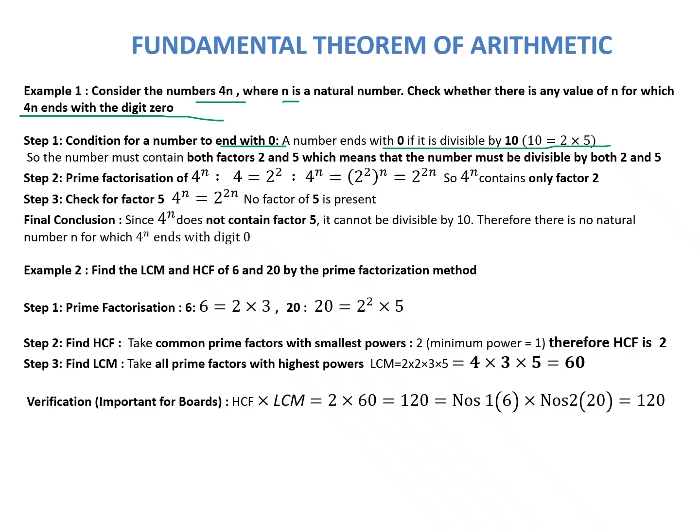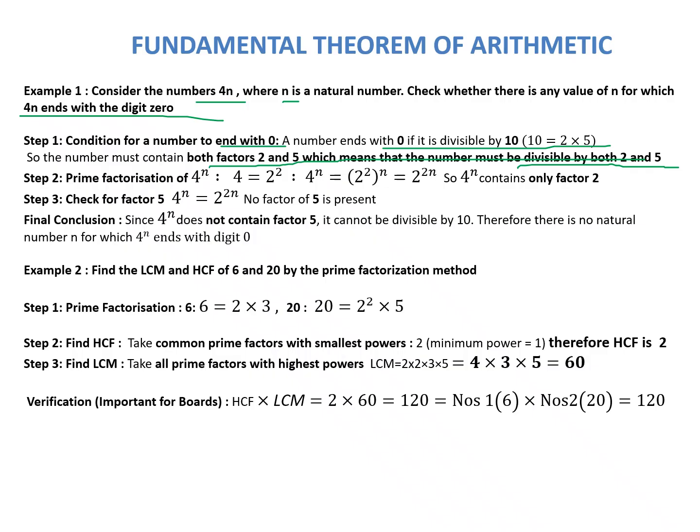This is the first condition that we have to check. Our question is whether there is any value of n for which 4^n ends with the digit 0. If it does, the number needs to be divisible by both 2 and 5. So the number must contain both the factors 2 and 5. This is the very important condition that needs to be looked into before we start to solve the problem.